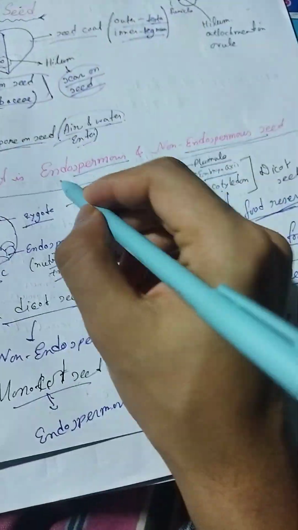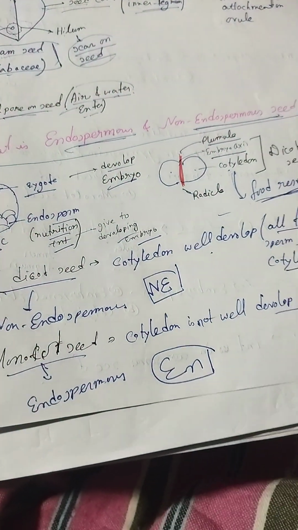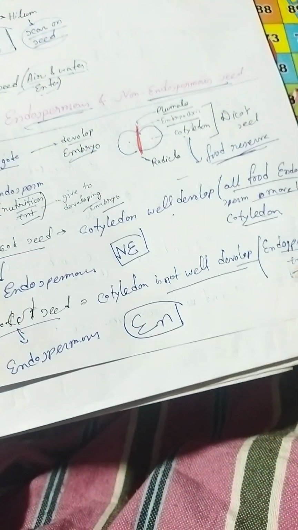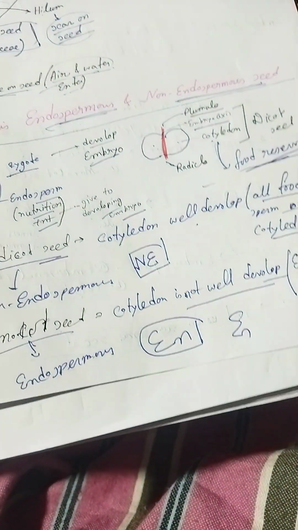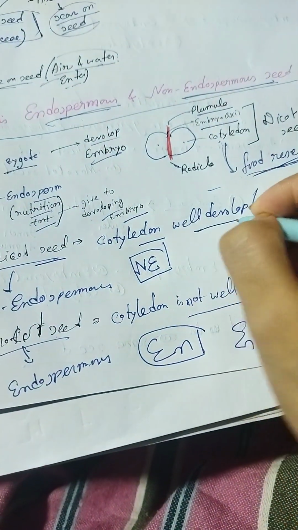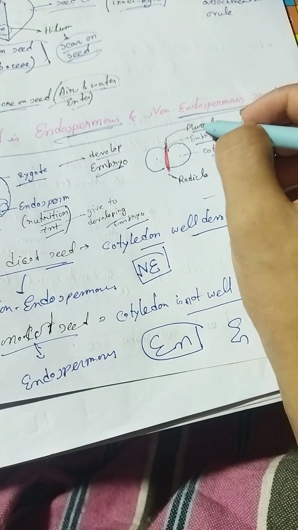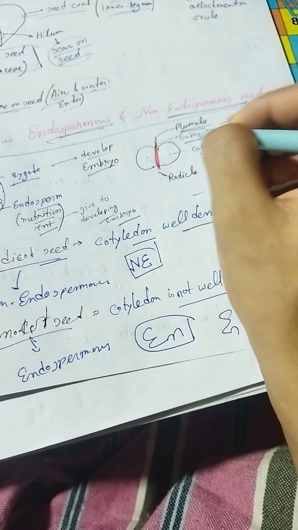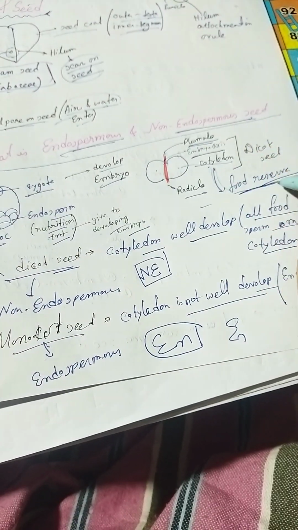And now talk about endospermic and non-endospermic seed. In monocot seed, cotyledon is not well developed. That's why the endosperm is present. Here the food reserve is called endosperm. And in dicot seed, cotyledon is well developed, and all food from the endosperm moves into the cotyledon. In dicot structure, this is plumule, that is embryonal axis. This is cotyledon. This is radicle. Cotyledon is a food reserve.